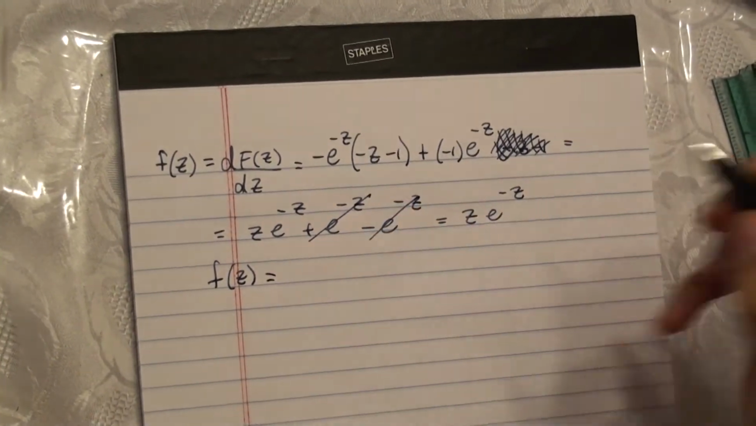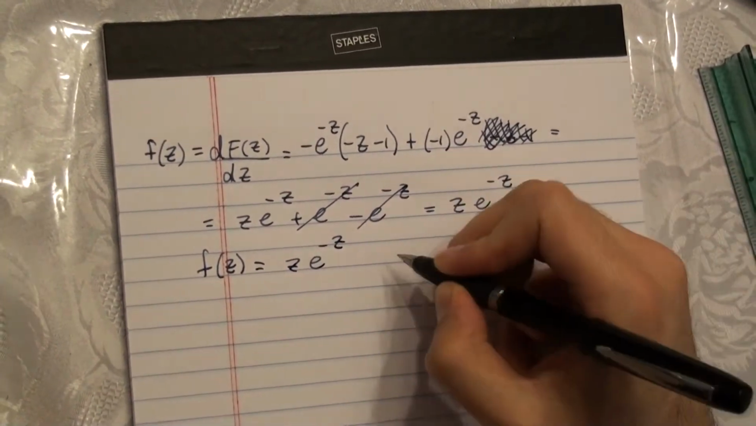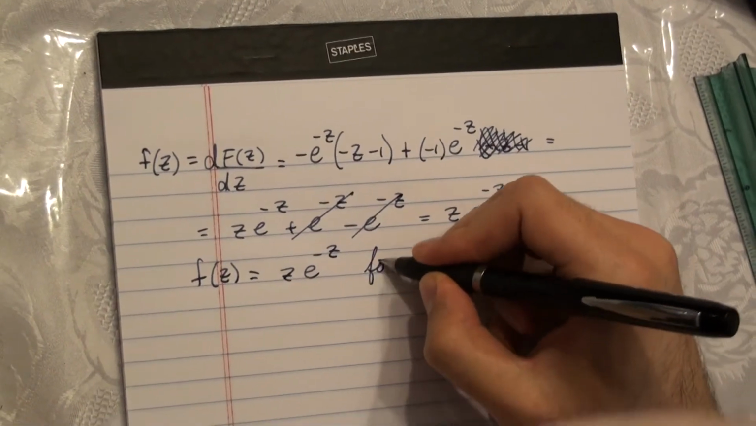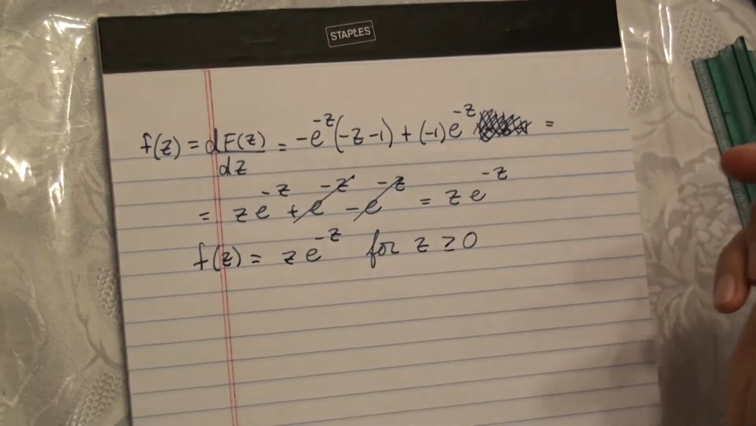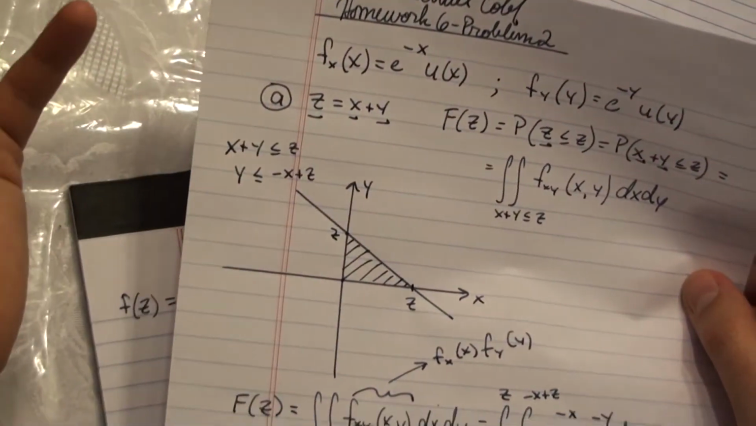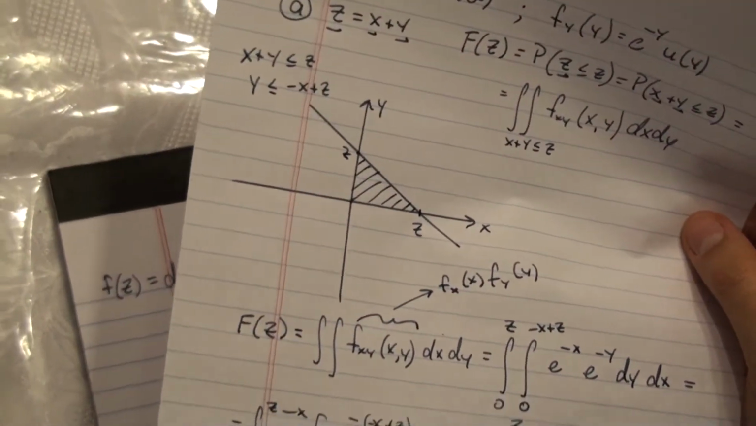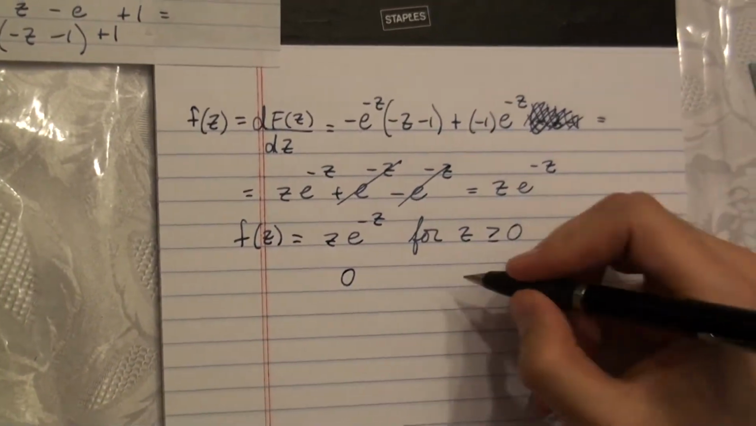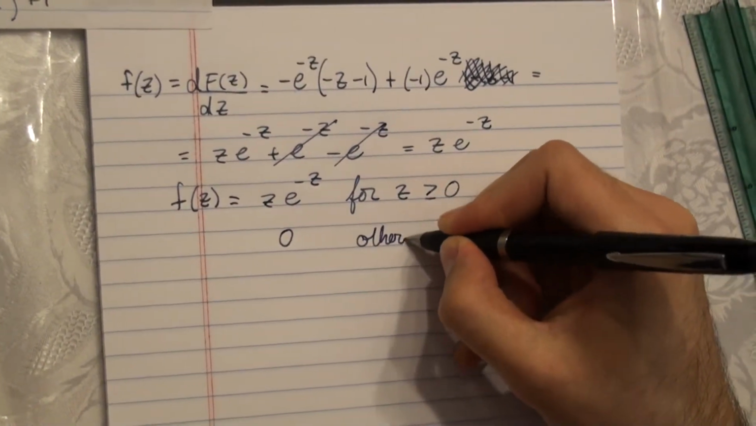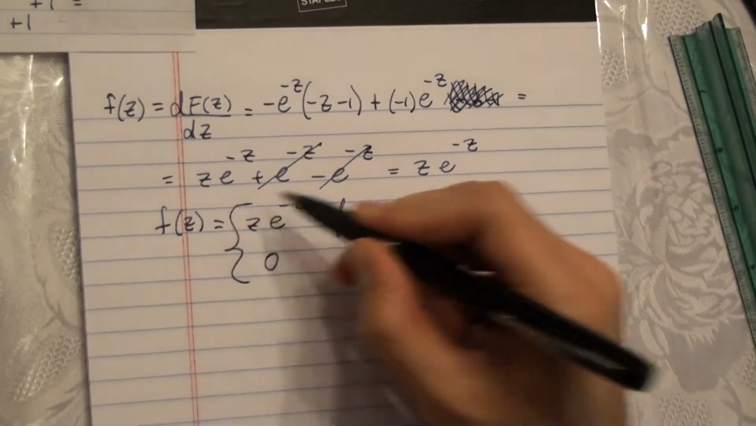So let me explain that. We have f of z equals z e to the minus z, and this is for z greater than or equal to 0. So why for z greater than or equal to 0? Well, we know x is greater than or equal to 0, y is greater than or equal to 0, so their sum has to be greater than or equal to 0. And this PDF will be 0 otherwise. And that completes part A.